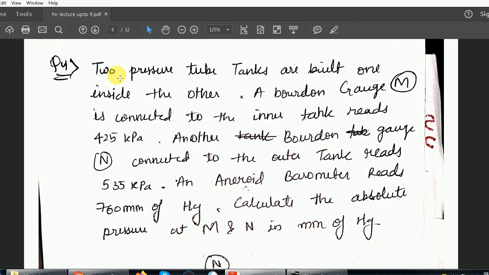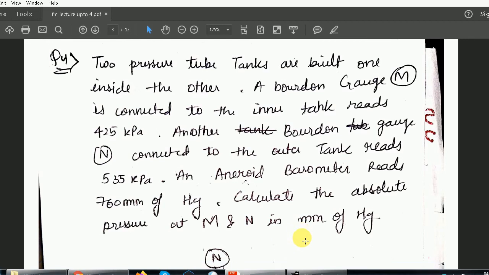Now the fourth question. Two pressure tanks are built one inside the other. A Bourdon gauge M, connected to the inner tank, reads 425 kilopascal. Another Bourdon gauge N, connected to the other tank, reads 535 kilopascal. An aneroid barometer reads 760 mm of Hg pressure. Calculate the absolute pressure at M and N in mm of Hg. Figure is given.